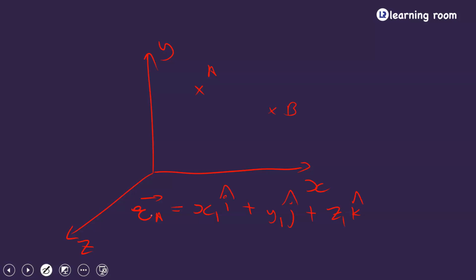Similarly, can you tell me what will be for RB? X2 I cap, okay, somebody else now. Plus Y2 J cap, plus Z2 K cap. Excellent. So now my displacement from A to B, I'll write like this, in direction. This means it's going from A to B.